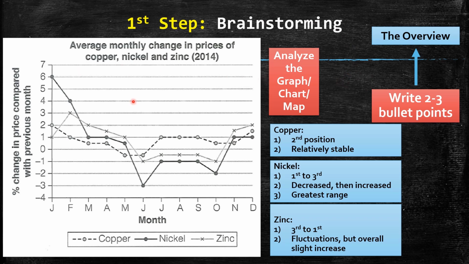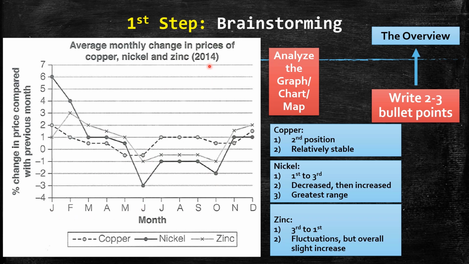So this is the graph that's in the question. On the x-axis, or the horizontal axis, we can see the months: January, February, March, April to December. And on the y-axis, it's written percentage change in price compared with previous month. So there are three variables: copper, nickel, zinc. The graph is titled Average Monthly Change in Prices of Copper, Nickel and Zinc in 2014. Fine, so I think we have understood the graph.